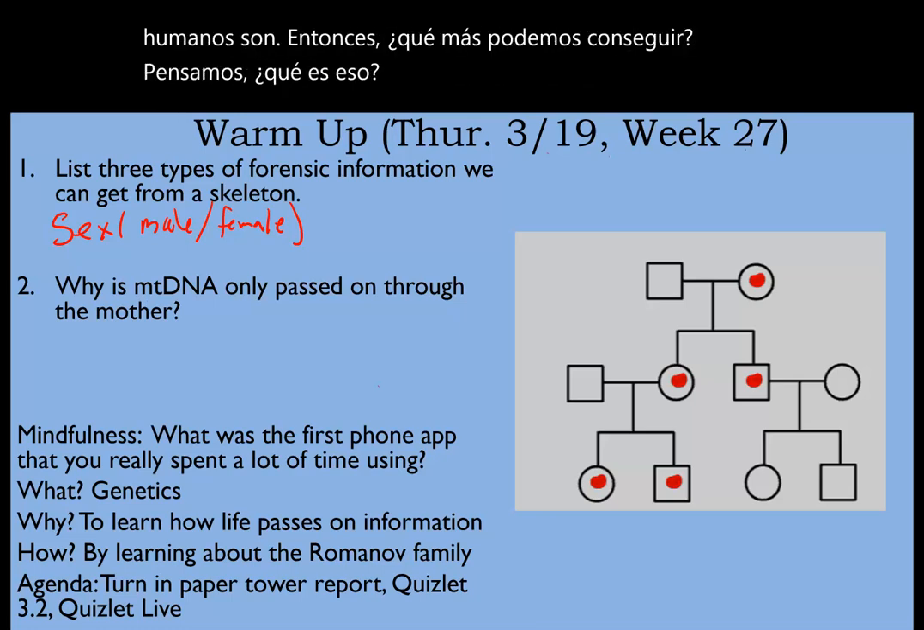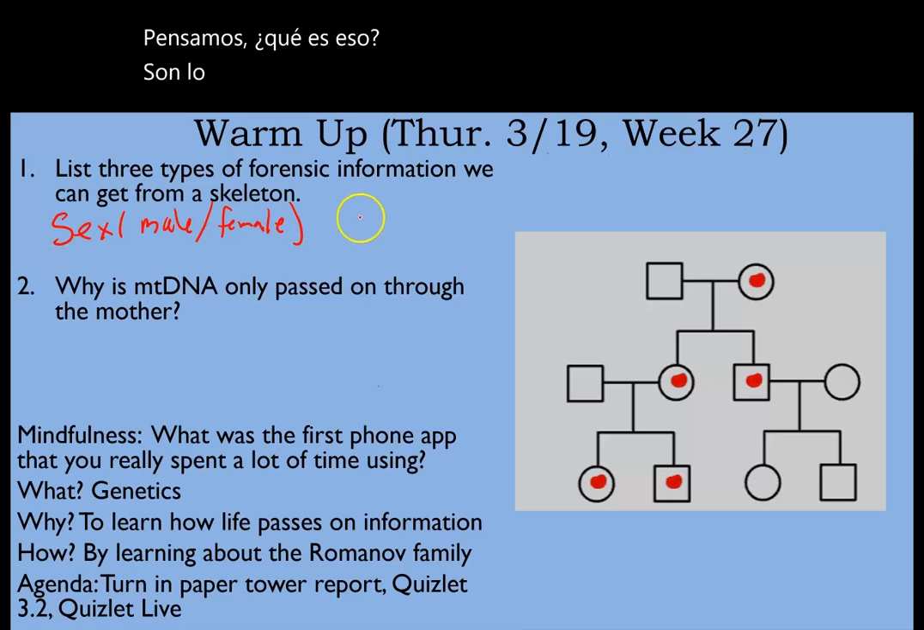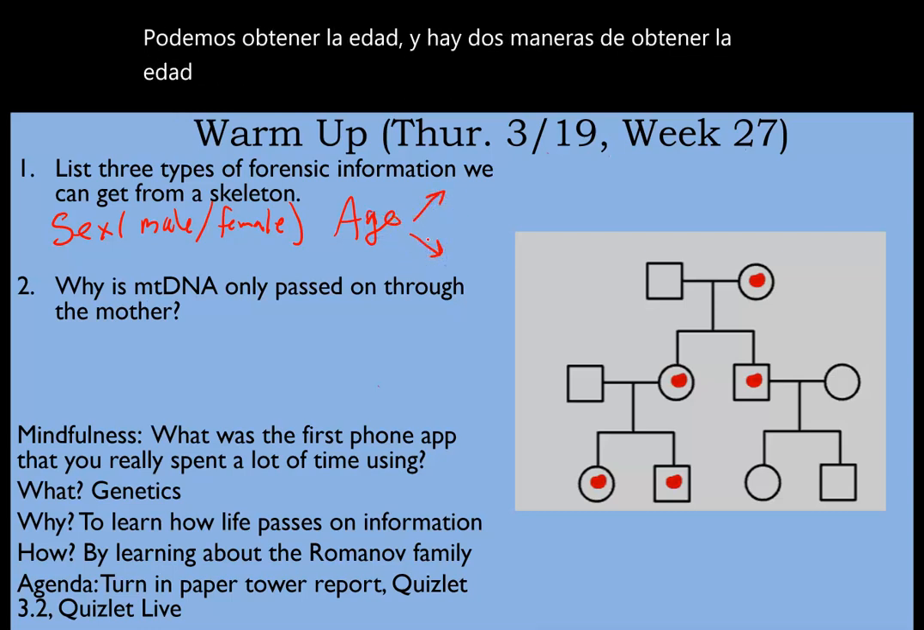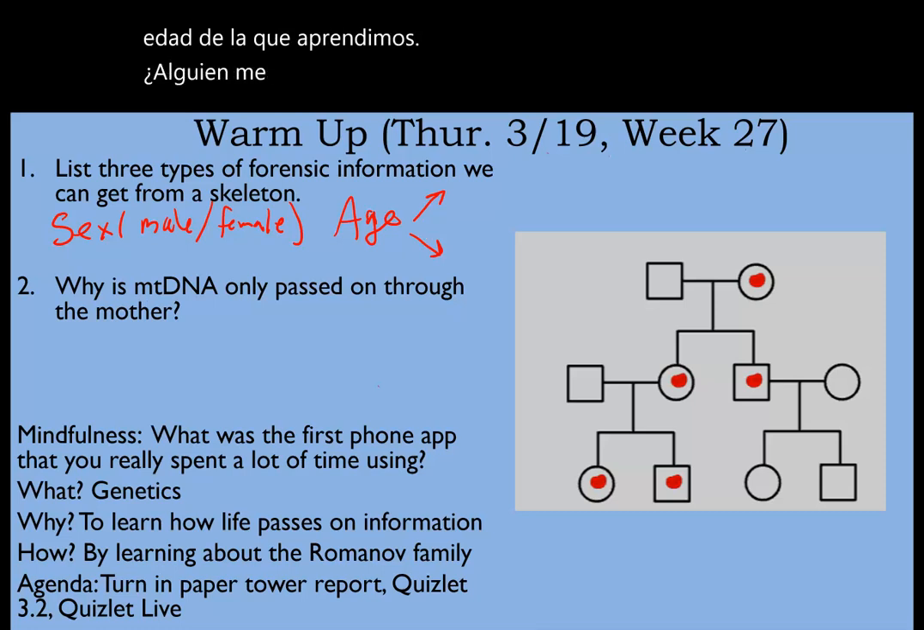Their what? Oh, their age. Yes, we can get the age. And there's two ways we could get the age that we learned about. Can somebody tell me one way? Jacob, what's one way we can get the age?